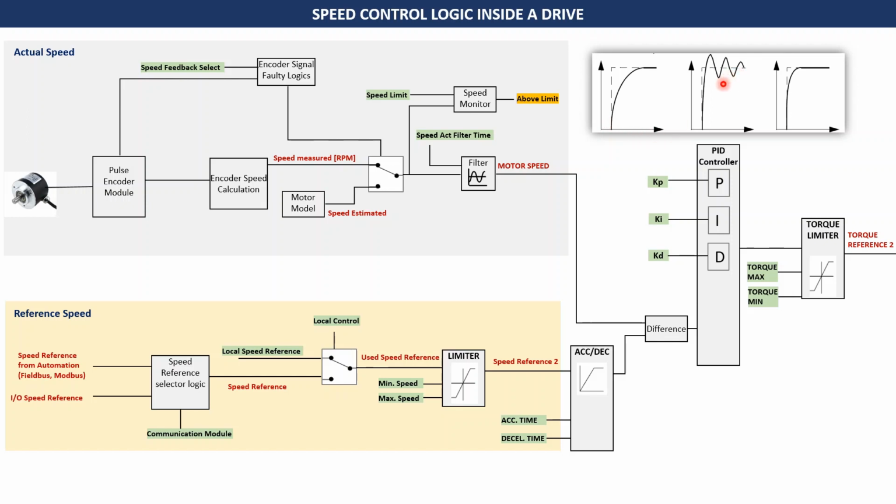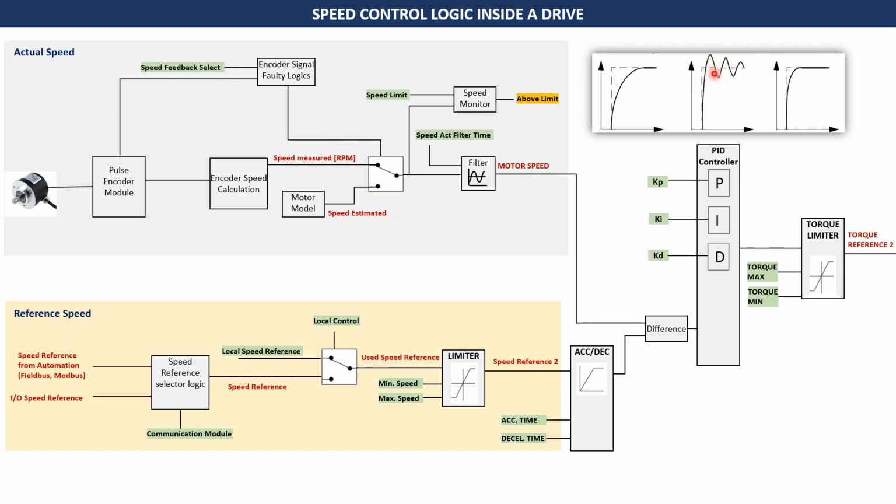Now, the second graph that you see is an example of what will happen when your KP value is too high. Because your KP is high, this differential torque will be quite high, right? So the additional torque will lead to some overshoot of the actual speed beyond the reference.